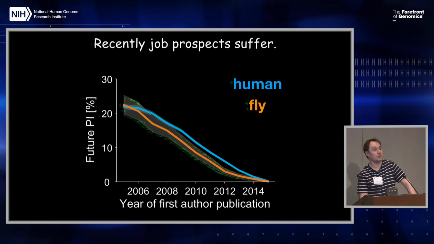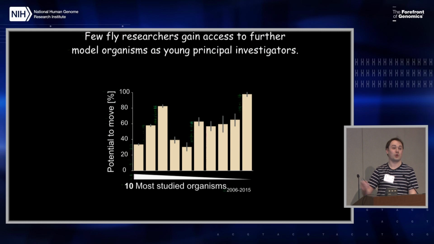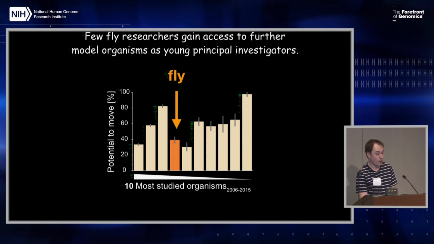On a related note, we find that people that work on flies nowadays, in this time span, rarely move to other model organisms. Looking again at these early years of being a principal investigator, you will see here the 10 most studied model organisms. Fly is still on position 4, and only roughly 40% of the fly people also move to some other model organism as a junior investigator, meaning that most likely they will be working on flies for a long time.